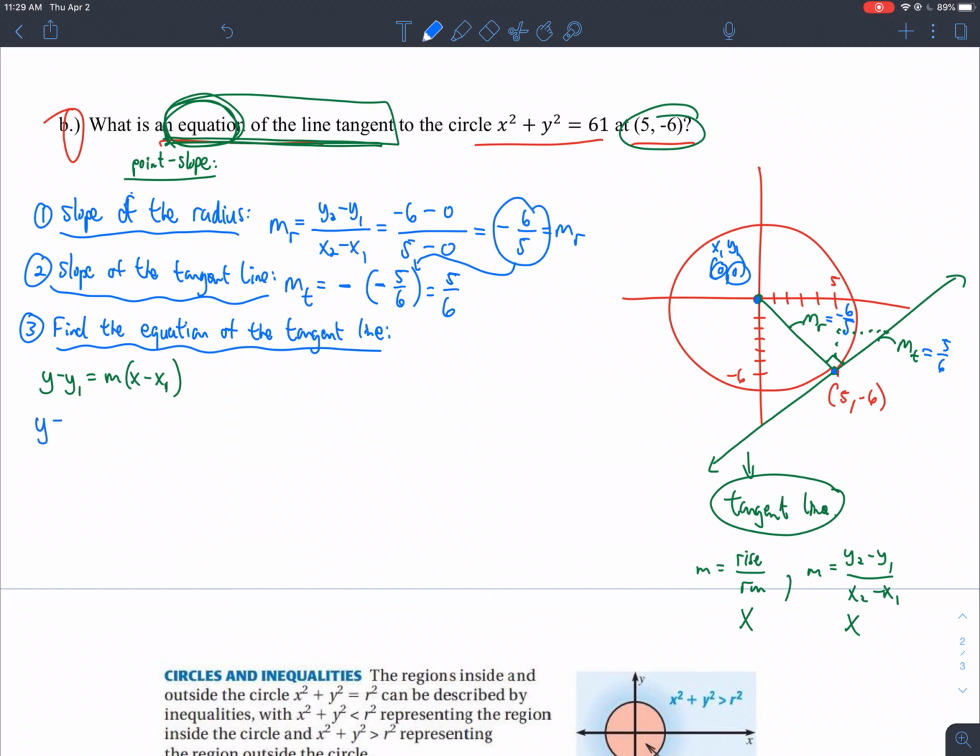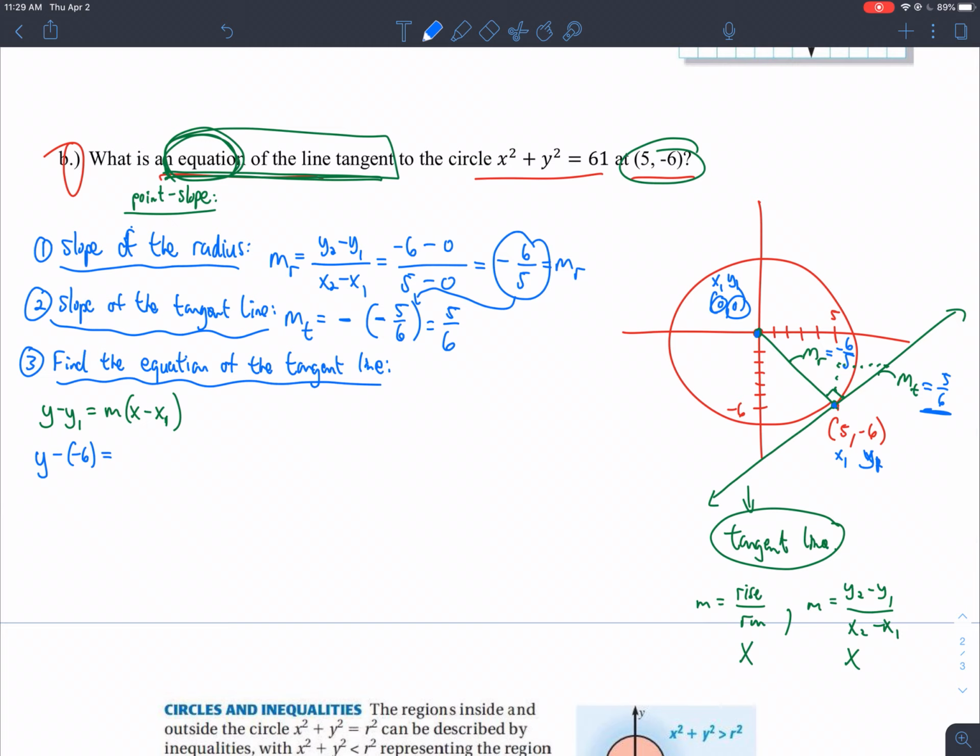Okay, and so now I can do this. y minus y1. So on my line, again, we're trying to find the equation of this line, this would be called x1, and this would be called y1. Sorry. And that's my slope. So I just plug that stuff in. So y minus y1, which would be negative 6, equals the slope, which is 5 over 6, times x minus x1, which is 5. Okay?